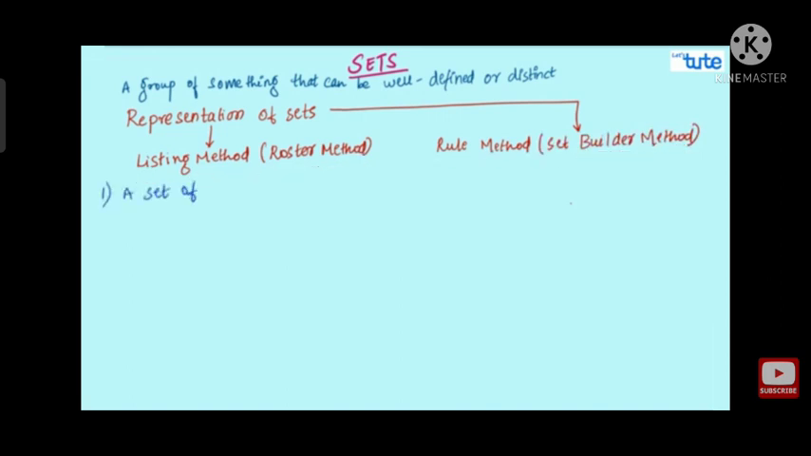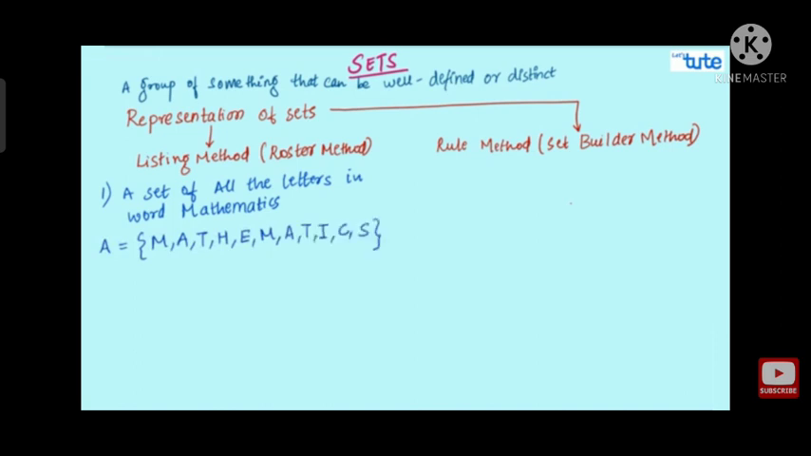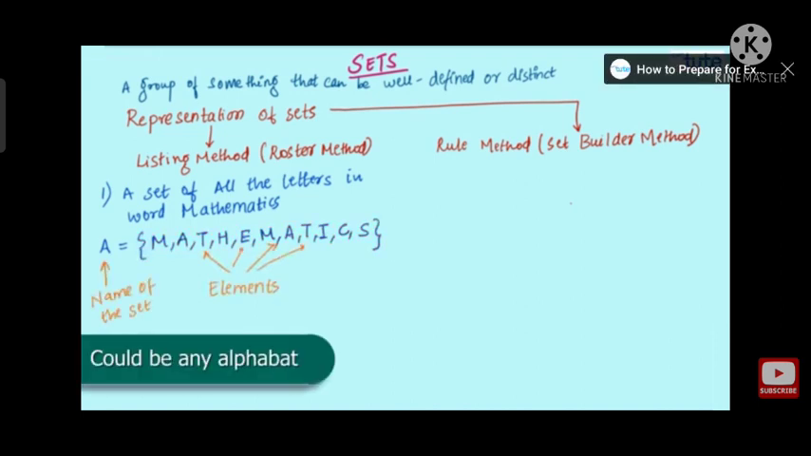If I want a set of all letters in the word mathematics, then how will I write it? Well, this is a very simple method. Let's look at this in a little more detail. All the letters in the braces or curly brackets are known as elements. A, or any letter, can be used to represent this set.